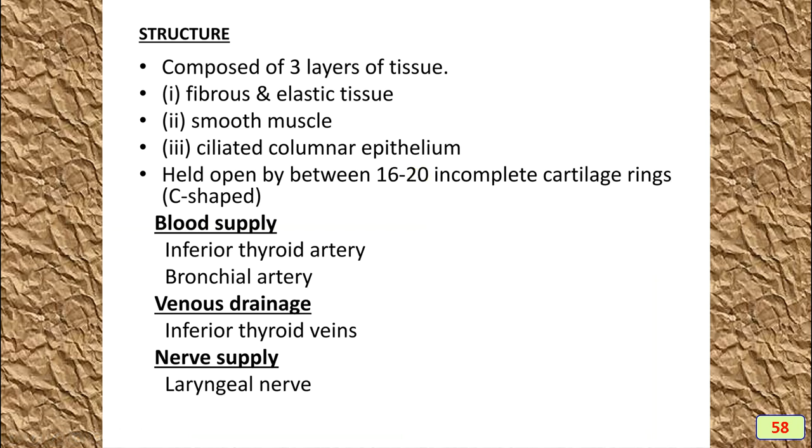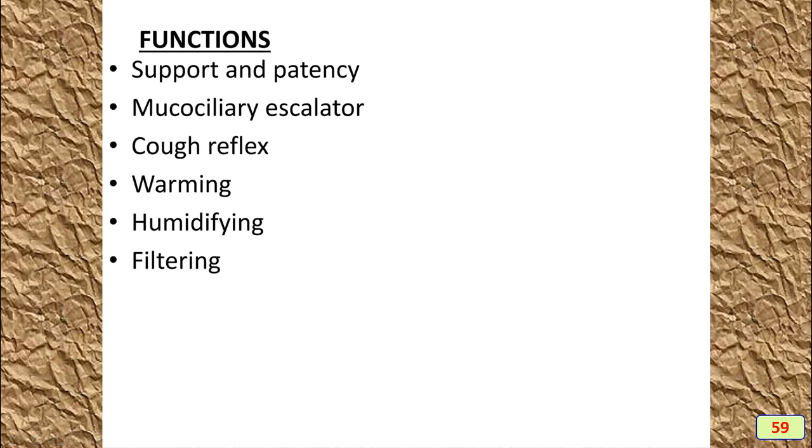The composition of the trachea is fibro-elastic tissue, smooth muscles, ciliated columnar epithelium, and blood supply. As usual, the inferior thyroid artery and bronchial artery supply it, and the inferior thyroid veins drain the blood, and the nerve supply is the laryngeal nerves. The function of the trachea is to support the patency of the airway, mucociliary escalator and cough reflex, warming, humidifying, and also filtering the air.